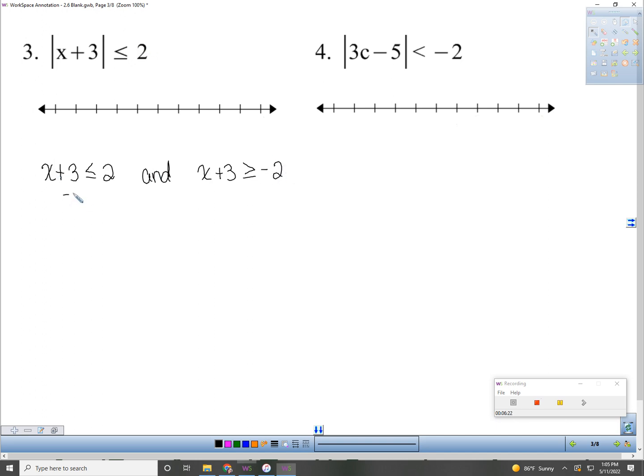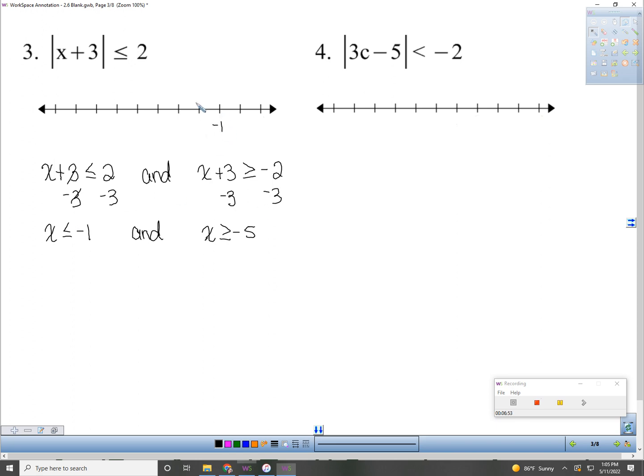All right, now I solve. So I subtract the 3. So x is less than or equal to negative 1. And I'm going to go ahead and subtract the 3 over here. So x is greater than or equal to negative 5. This is an and, so my numbers that I shade have to be less than or equal to negative 1, but they also have to be greater than or equal to negative 5. So I should be shading in between these 2 things.